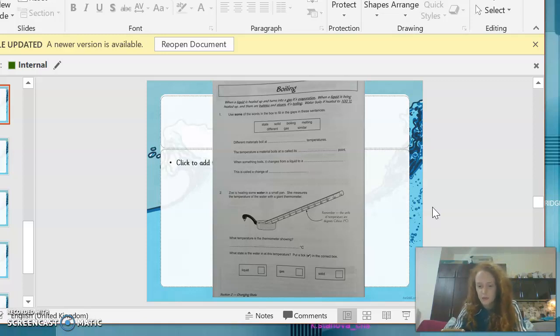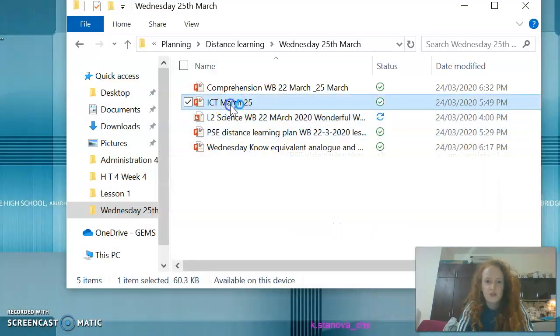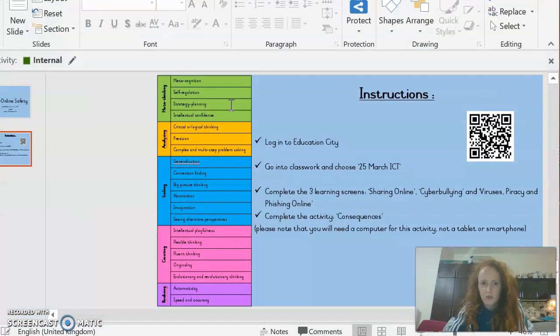All right, then we have an ICT class. During the ICT class, you are going to be learning about online safety and working online. Again, you will have to log into Education City and you will find the classwork for ICT. You will have to complete 3 learning screens, okay?